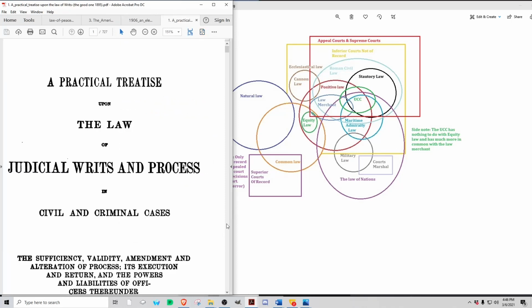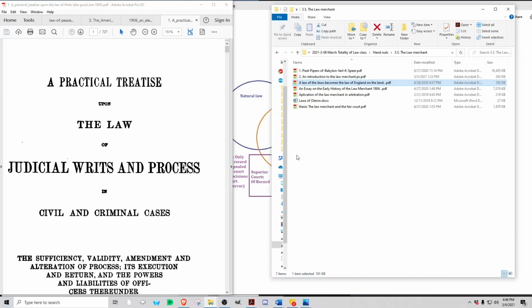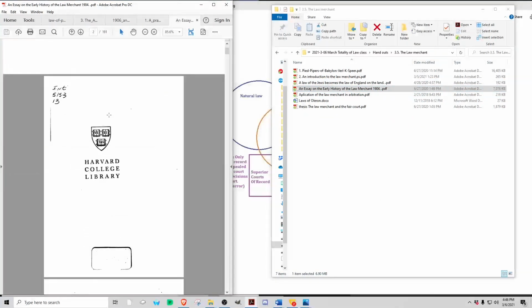Okay, so that's that. And next one down the list is an essay on the early history of the law merchant. Not a tremendously long read.